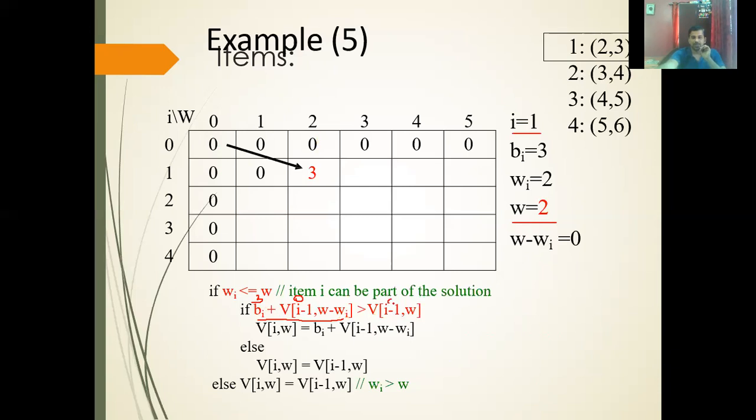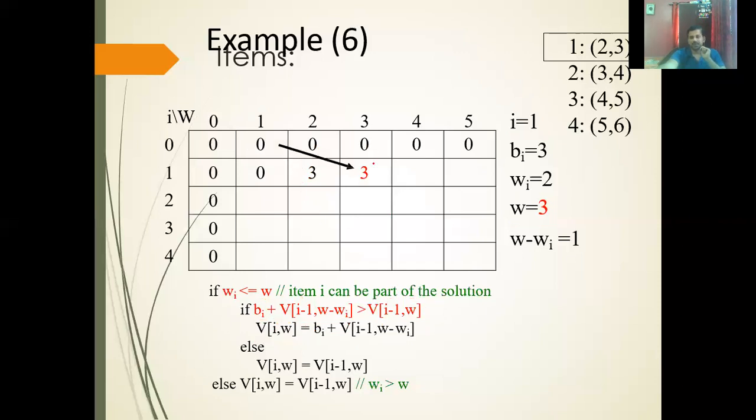Okay. 0, comma 2. 3 plus 0. 3 greater than V of 0, comma 2. It is 0 here. Correct? It's greater. So this value should be updated with the value 3.